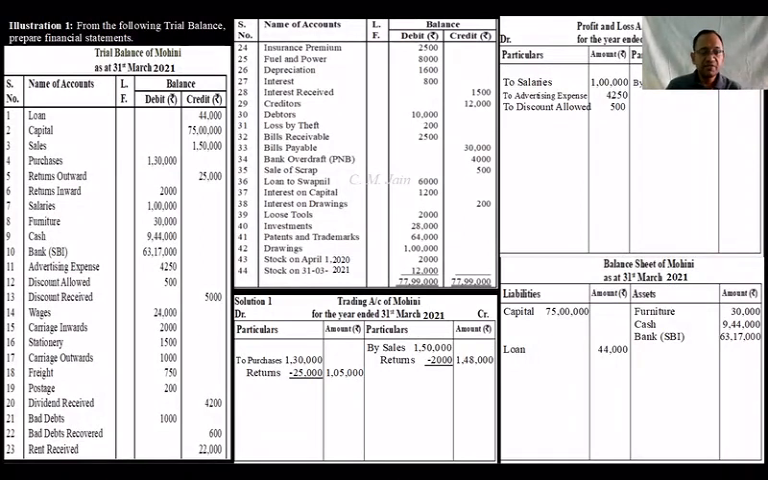Then we are given wages. Now wages seems similar to salaries, but actually it is not. Salaries term is used generally for the payment made to employees working in the office, whereas wages term is generally used for the payment to workers in the factory, right? So if wages is given, it is a direct expense. If salaries is given in question, it is an indirect expense.